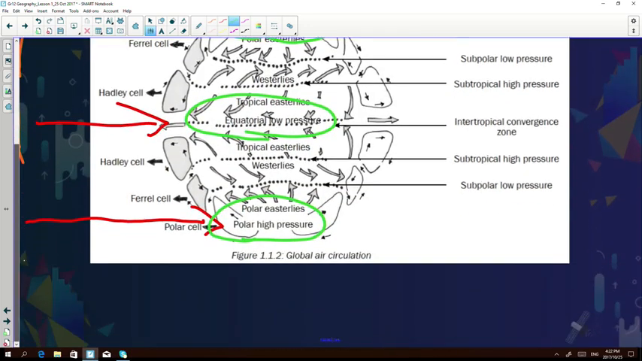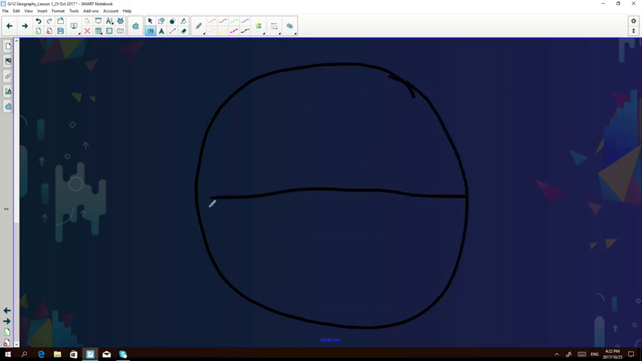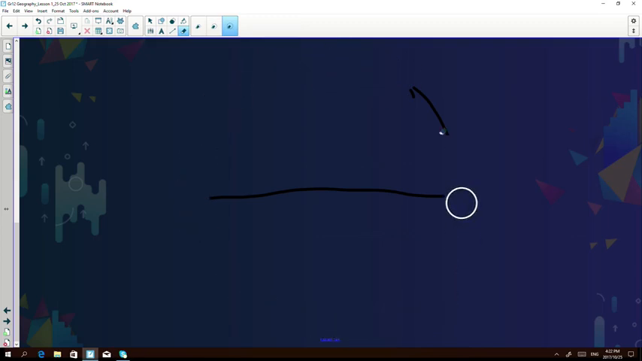Now, to explain the global air circulation, I'm going to draw my own diagram with that set of information over there. Now, we have already established, let me just wipe this out. Simple reason why is that I struggle to see the black. So let's just use nice bright colors.